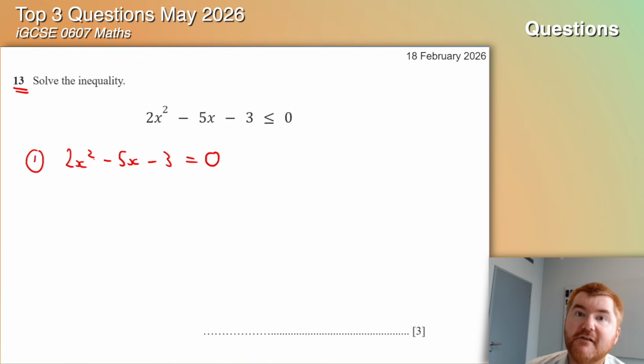Now, this can be factorized. I'm going to show you my very quick way of factorizing here because we do have a 2x squared, making things a bit more irritating.